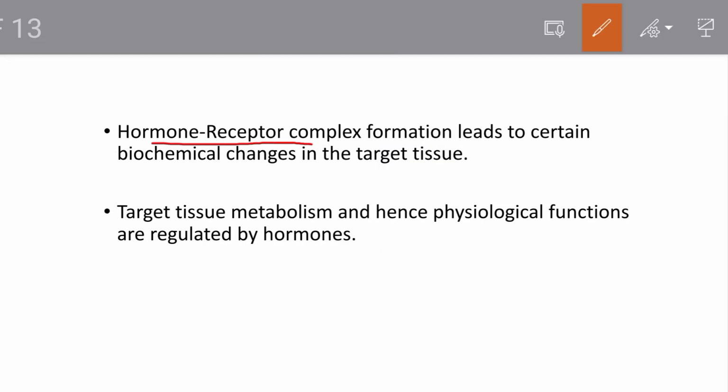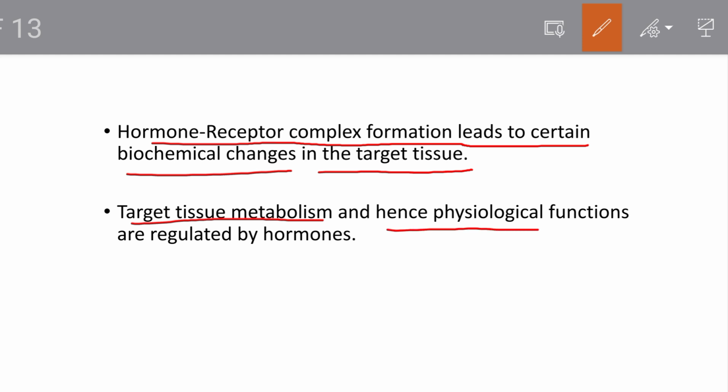Hormone receptor complex formation leads to certain biochemical changes in the target tissue. Target tissue metabolism, and hence physiological functions, are regulated by hormones.